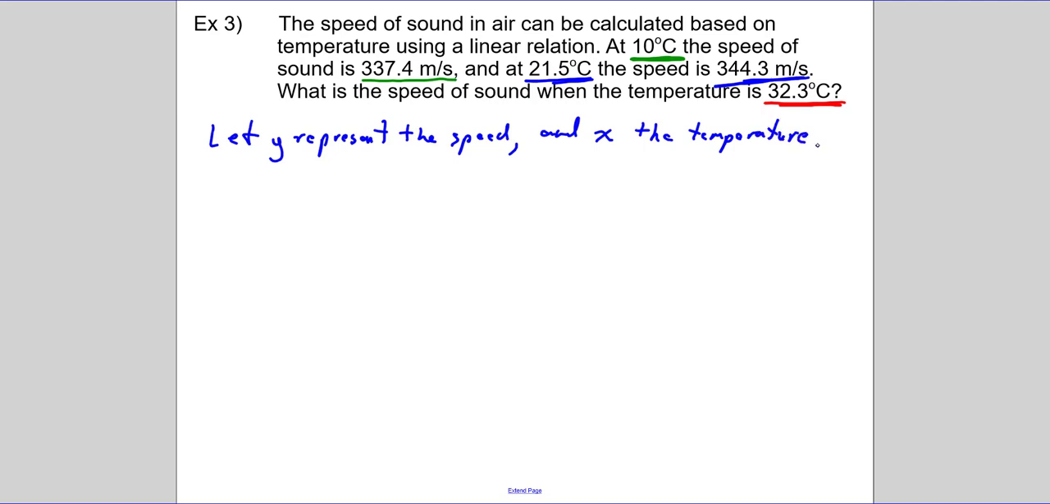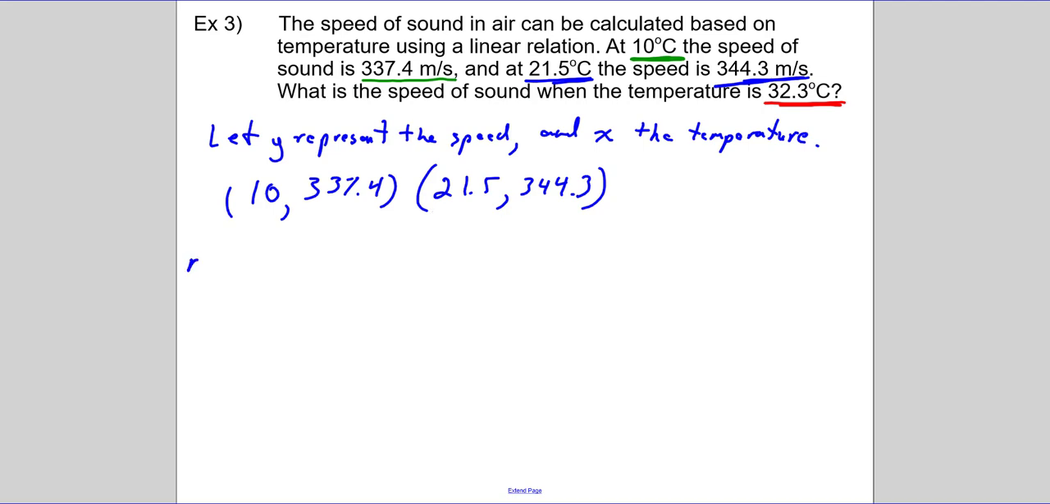Now, why did I choose that? Again, thinking about dependent, independent variables, y, the speed, is dependent upon x, the temperature. The speed depends on the temperature. So y must be the speed, x must be the temperature. So we have essentially 2 points. We have the points 10 and 337.4, and our second point is 21.5, 344.3. Once we realize what we have are 2 points, as we've done in previous examples, we can very easily find the equation of the line.